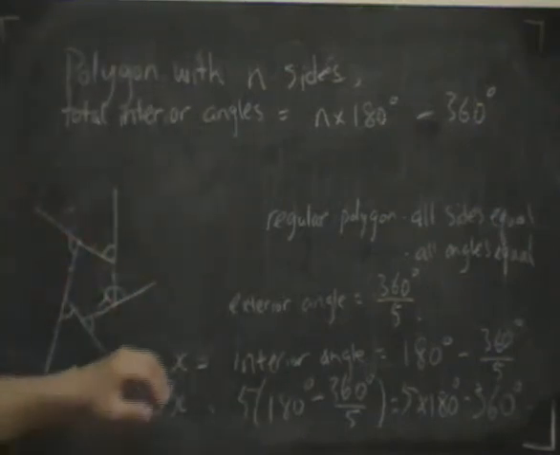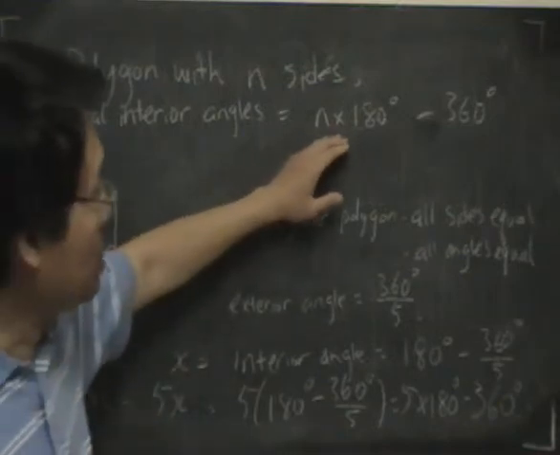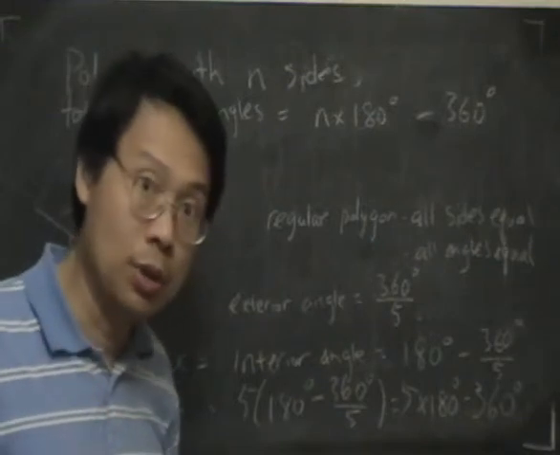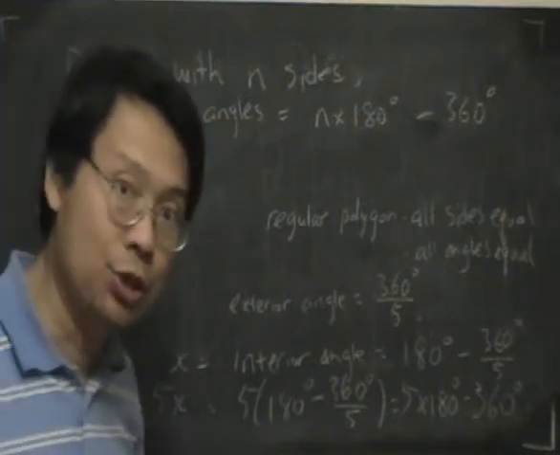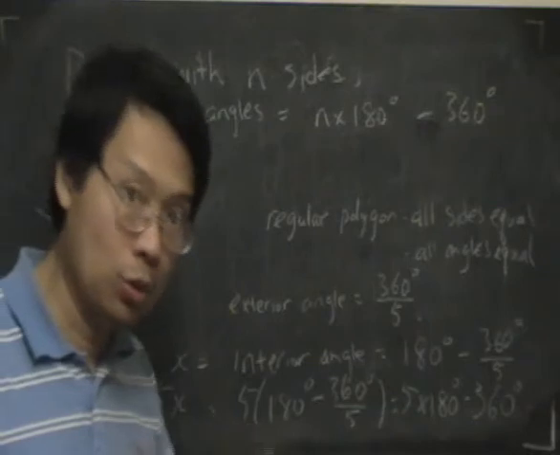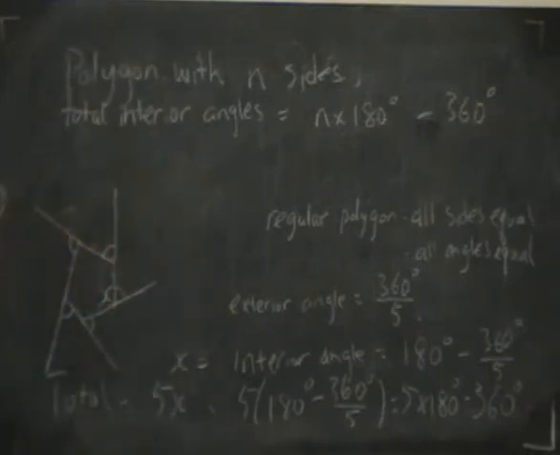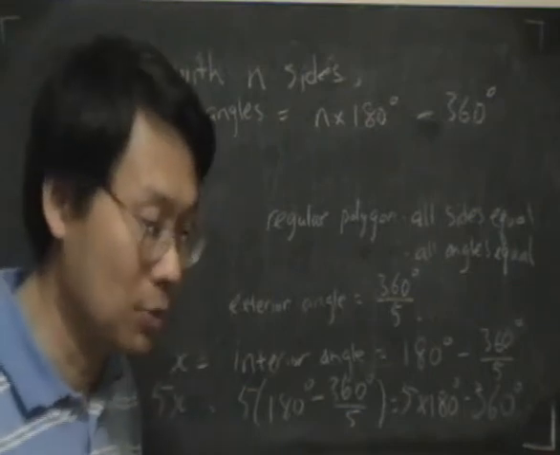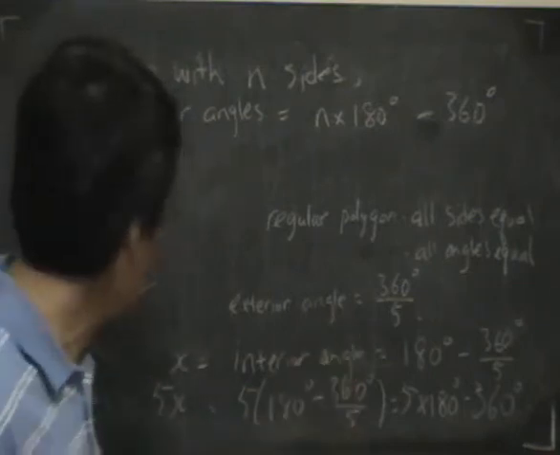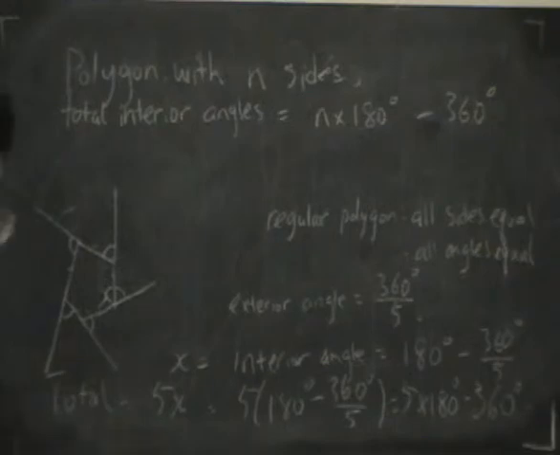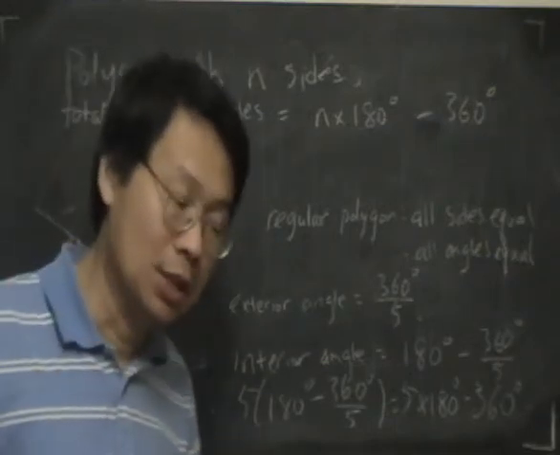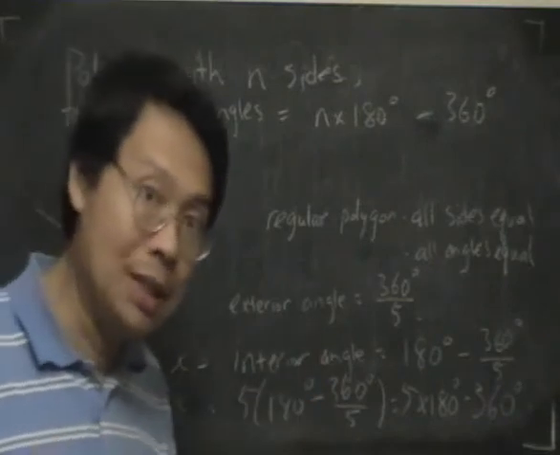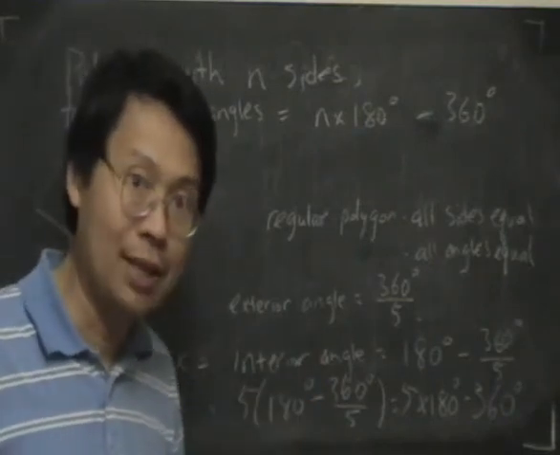So remember that you have this formula for the total interior angles of a polygon of any shape, regular or not regular. So this is one result, and you could use this together with the result that the total of the exterior angles is 360 degrees. So again, that is true for a regular or irregular polygon of any shape.